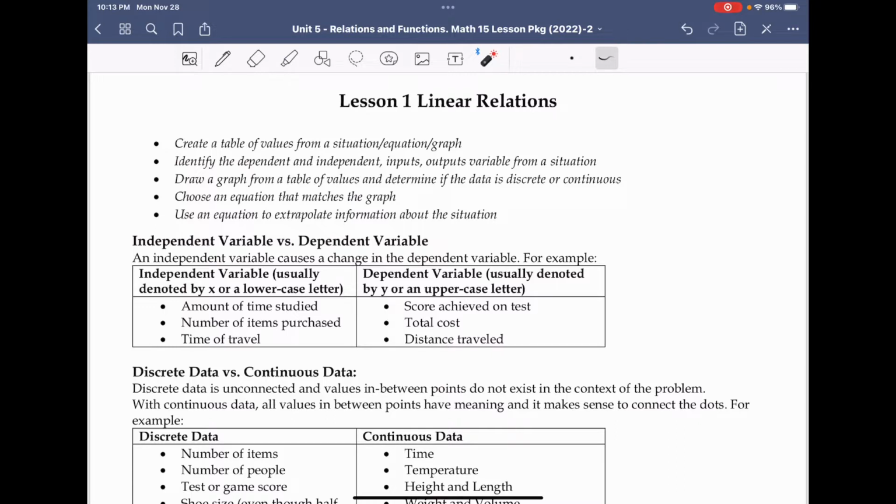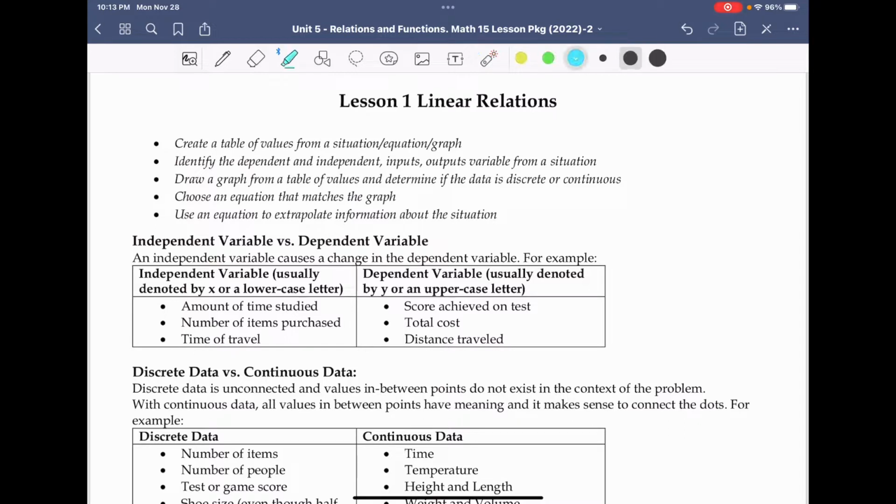So the 5-step process that we're going to use in both of our examples is we're going to create a table of values for a given situation. We're going to identify dependent and independent variables, as well as inputs and outputs. We're going to draw the graph from the table of values that we found and determine if it's discrete or continuous data. And then we're going to find an equation that matches the graph and finally use that equation to extrapolate or go beyond the context of the given problem or the data that we initially find.